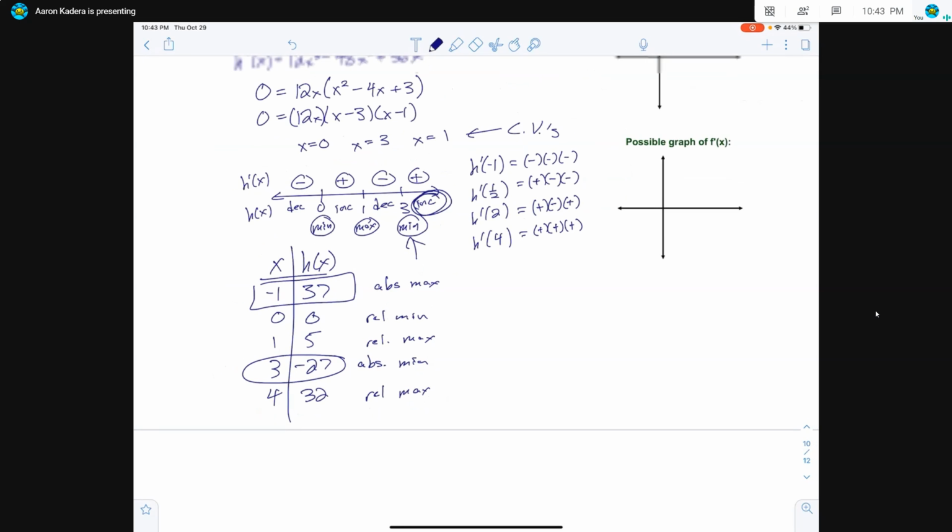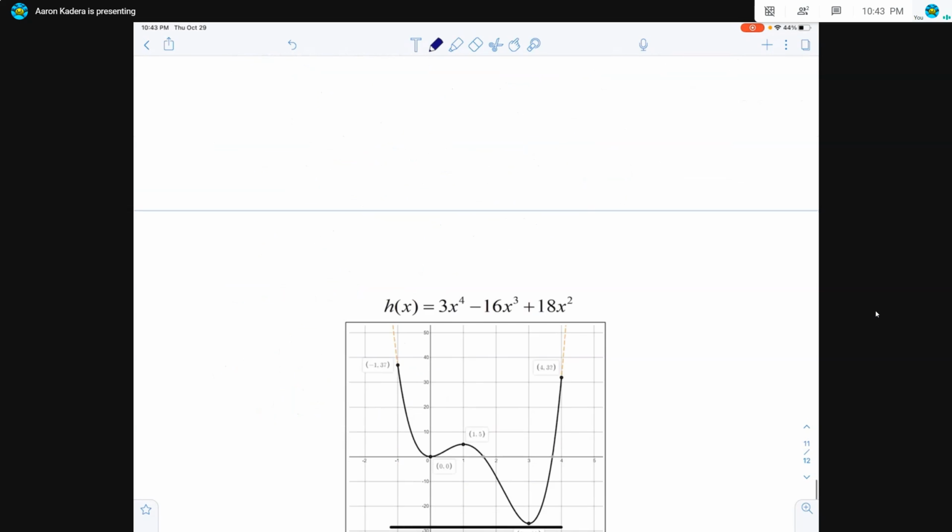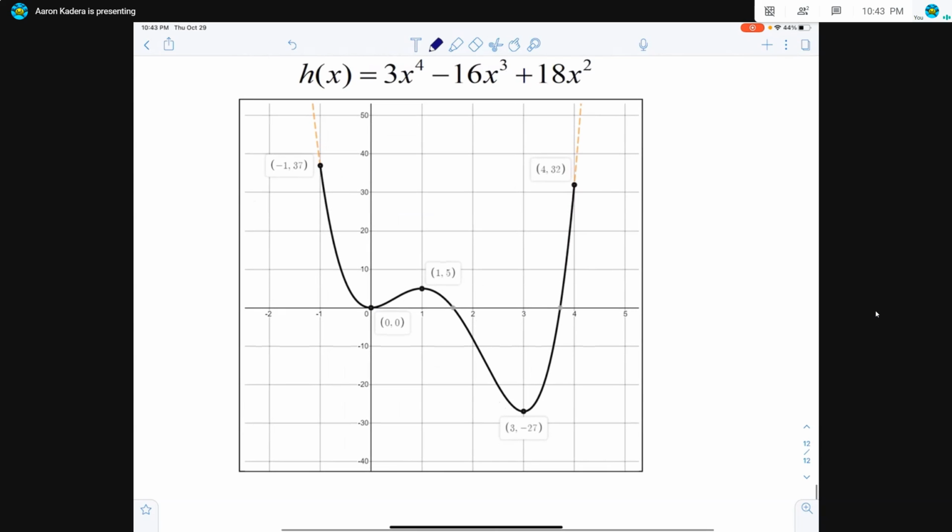Okay, and if we just want to inspect to make sure that we did it all right, that's what it looked like. So there's our absolute max. That's what we said. We got a relative min, a relative max, an absolute min down here, and then we have another relative max right there.